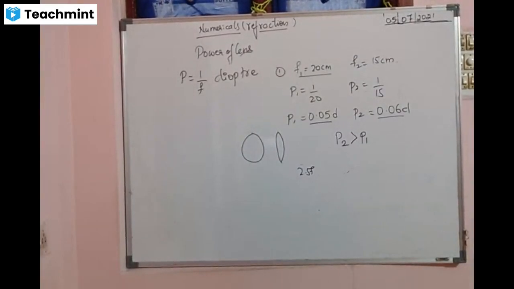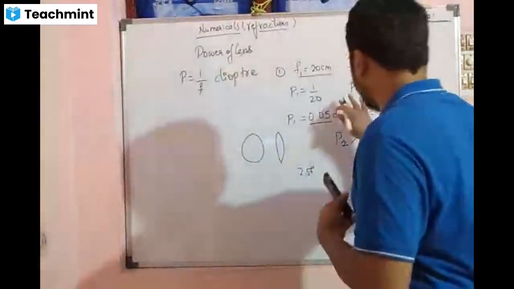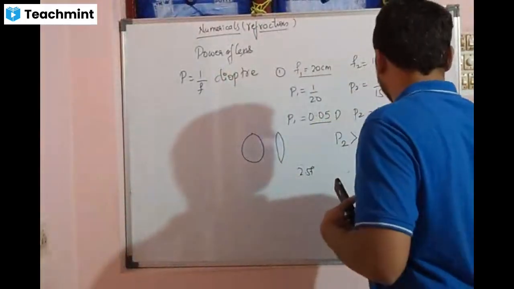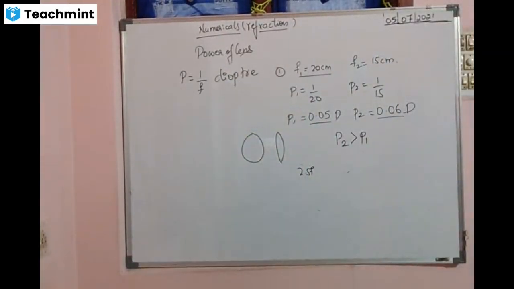So the SI unit of this is diopter. It is denoted by the letter D. It is capital D, upper case D. I will check again in the textbook.